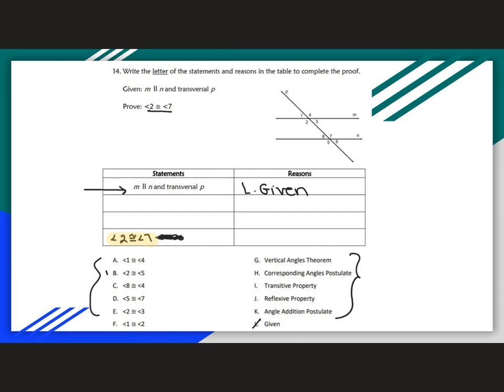So the first one I see is this 2 is congruent to 5. So if I go up to my diagram and I look, is 2 congruent to 5, and if so, how? Yes, that's actually true, and it's true because they're corresponding angles. So I'm going to fill in that choice B, 2 is congruent to 5, because H, they're corresponding angles.